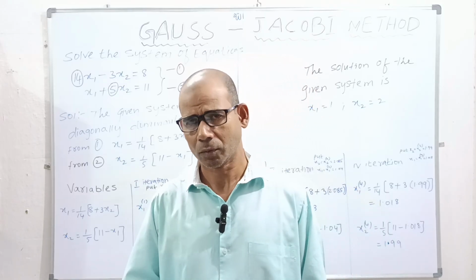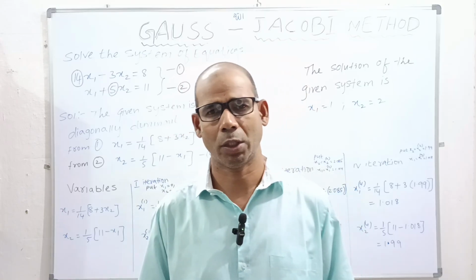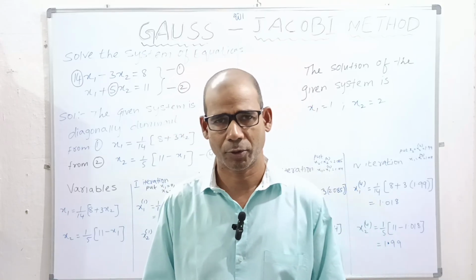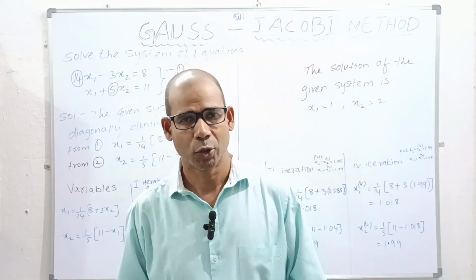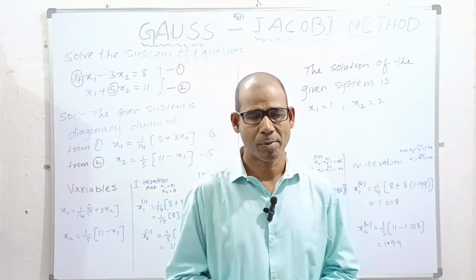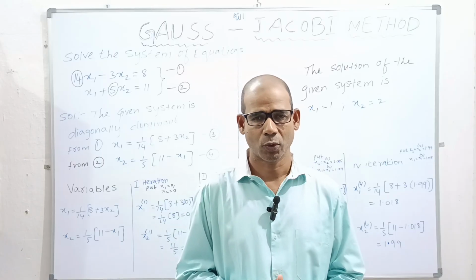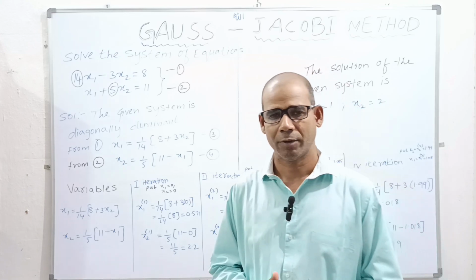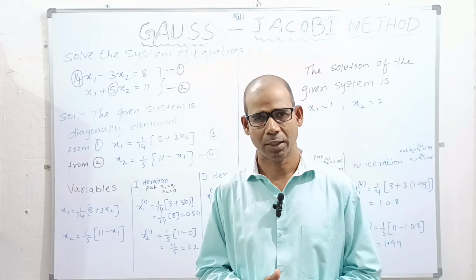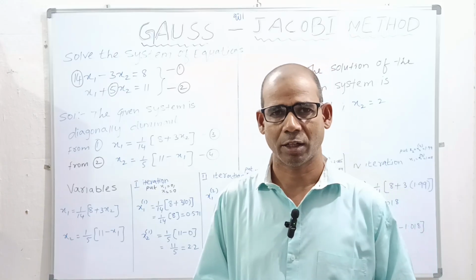So, today we are going to discuss a new topic from linear algebra, which is called solving the system of equations by using the Gauss-Jacobi method. What is this Gauss-Jacobi method and when is it used? The Gauss-Jacobi method is used to solve a system of equations when the given system is diagonally dominant. So when do you say that the given system is diagonally dominant?